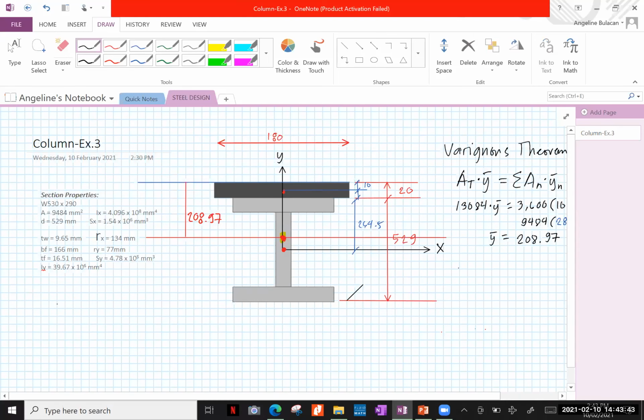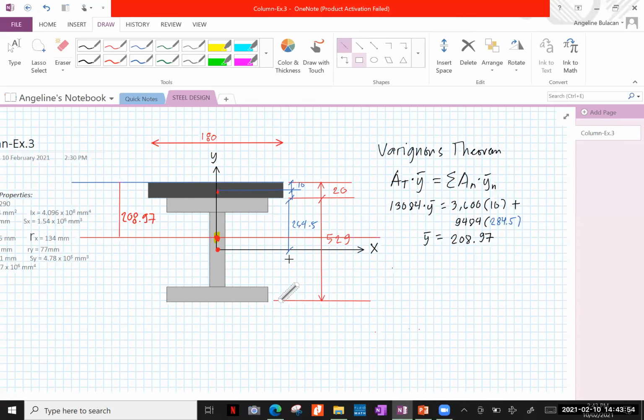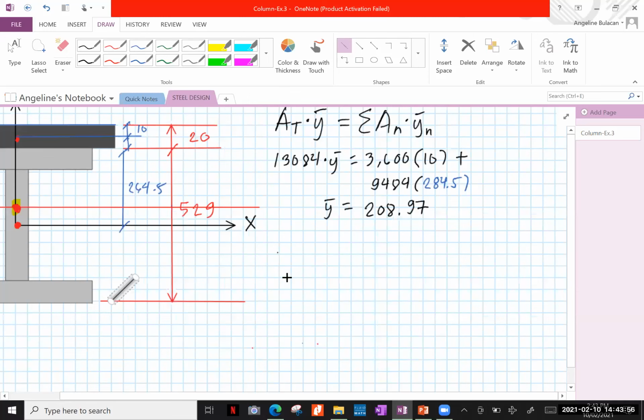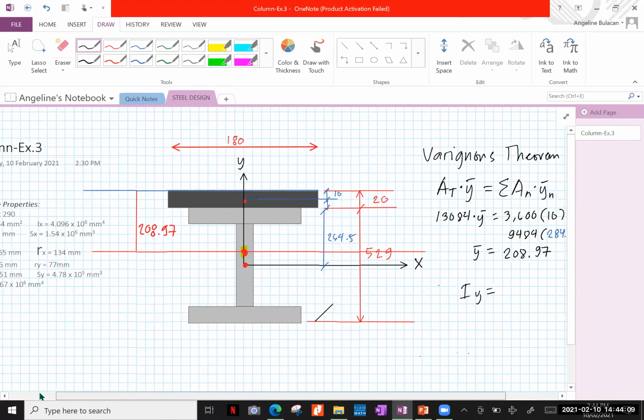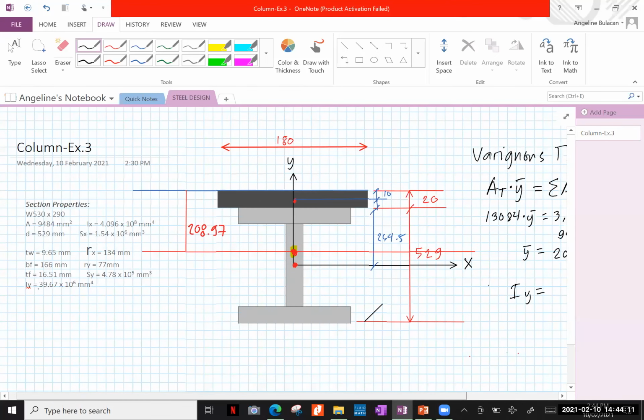So for your IY, we have IY is equal to the I of the individual plates. So kung yung W section, given yung IY niya, 39.67 times 10 raised to 6. So copy nyo lang.